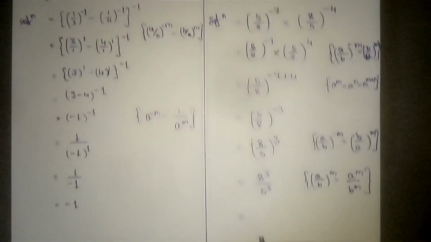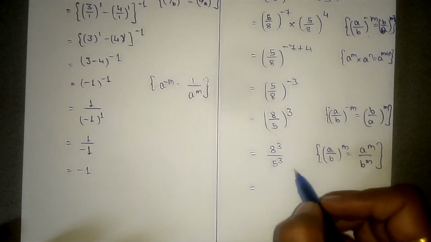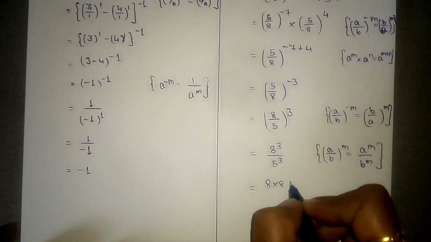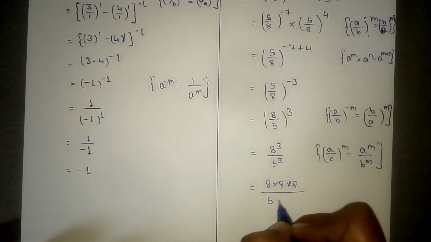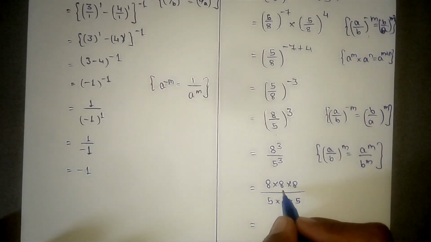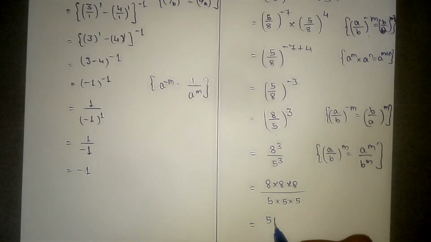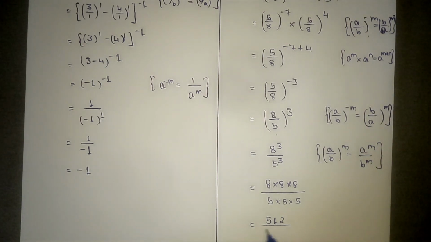So now we got 8 raised to the power 3 divided by 5 raised to the power 3. It means we have to multiply this 8 three times with itself, that is 8 into 8 into 8, and here divided by 5 into 5 into 5. So here 8 into 8 is 64, 64 into 8 is 512, divided by 5 into 5 is 25, and 25 into 5 is 125. So this is the answer we got here.